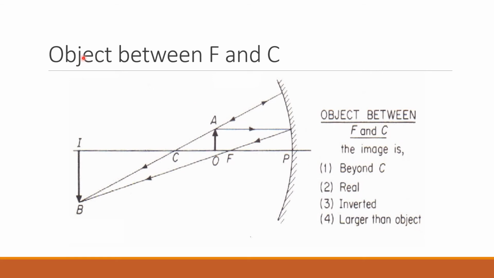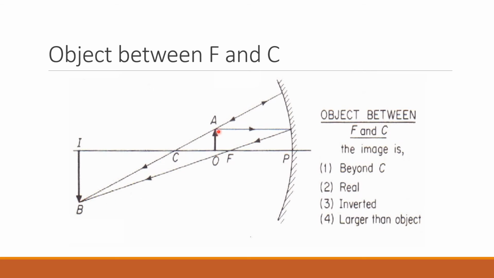Moving to our next one, when the object is placed between the focus and your center of curvature. Fine. Now in this case, let us say this is my object OA. This object is placed between the principal focus capital F and your center of curvature capital C. Fine. Now let us start with our first ray, the ray which moves parallel to the principal axis. After reflection, it will pass through the focus. As you can see, this is your reflected ray. Fine.